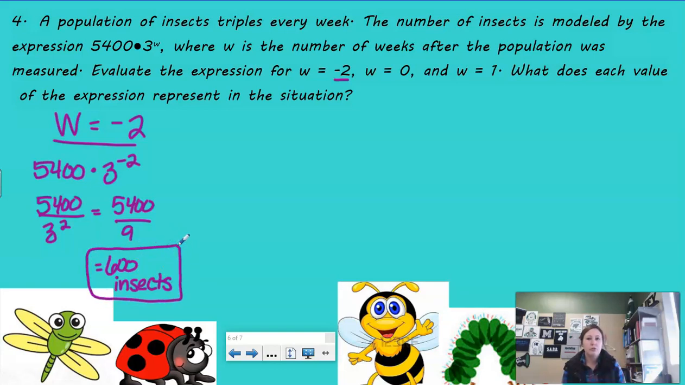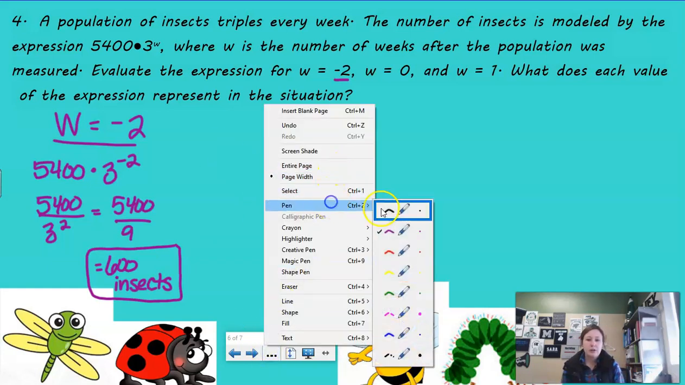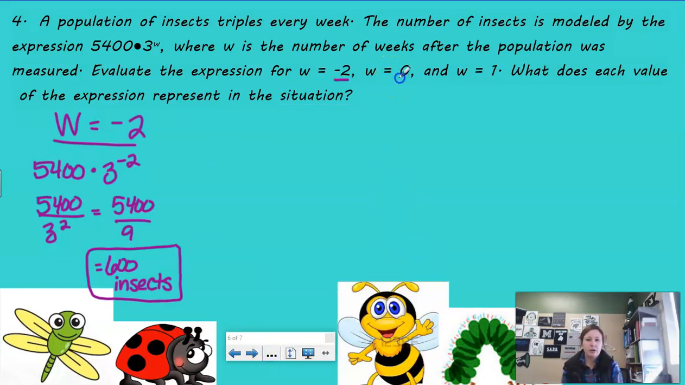Okay, so 2 weeks before the study started, I had 600 insects, which makes sense because if we're tripling every week, it means it's getting bigger when we're going on in the study. But if I'm going backwards in my study, it means that I didn't have that many insects. So what we want to do next is figure out how many insects I had when the study started, because after 0 weeks is basically ground zero, right? So w equals 0. This is just an application of your anything raised to the 0 power is 1.